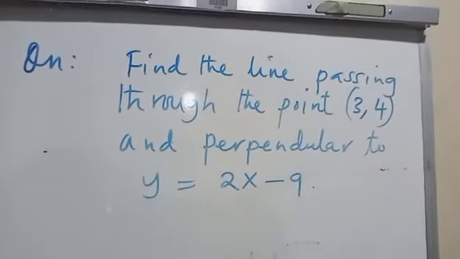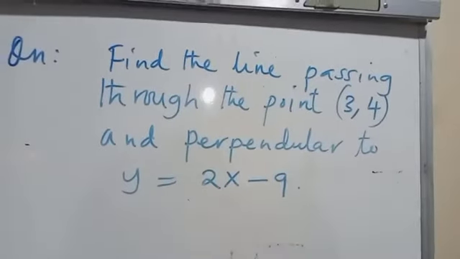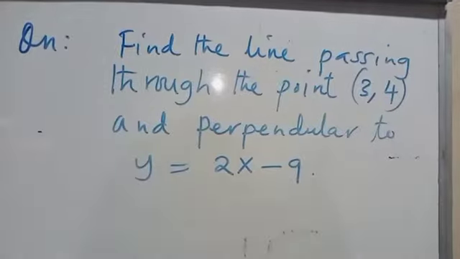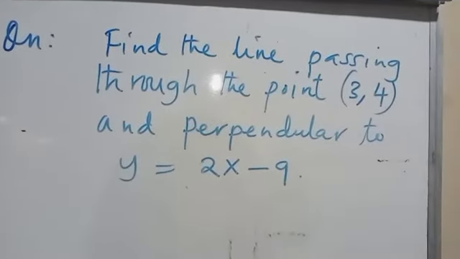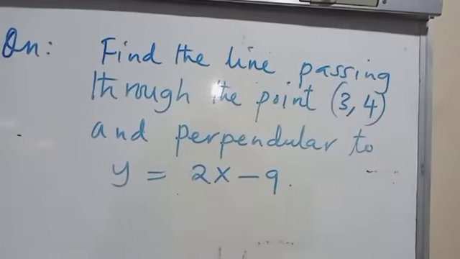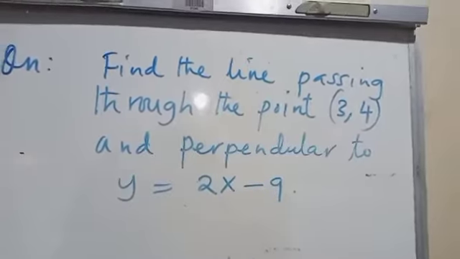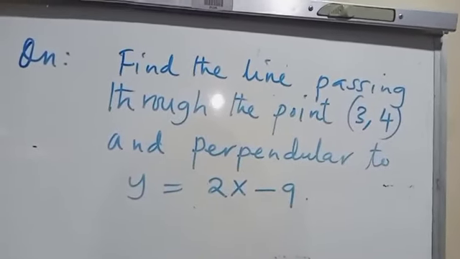We have another question here, which requires us to calculate the line which is perpendicular to y equals 2x minus 9, but passing through the point (3, 4). So this is a question from the concept of coordinate geometry in Form 4.